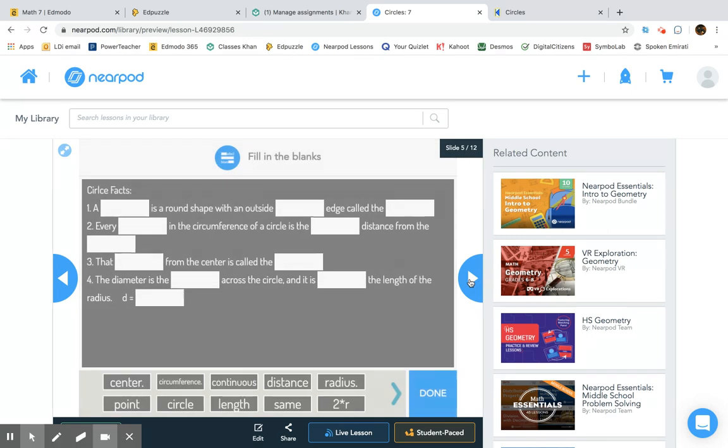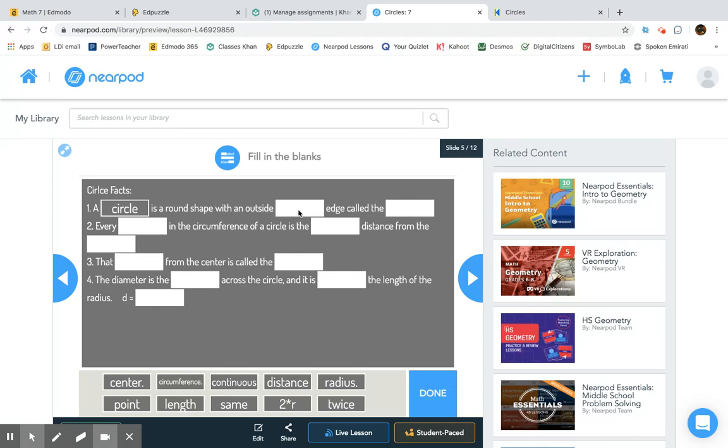So what we're going to look at now is we're going to do some fill in the blanks. Every blank is a round shape with an outside blank edge called the blank. Well, what are we talking about? We're talking about circle. So I'm going to put circle up here. Yay. Is a round shape with an outside what? What's on the outside of a circle? It'd be circumference. But this circumference has a period, which means it's got to come at the end.